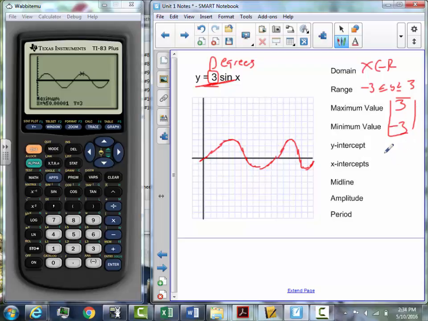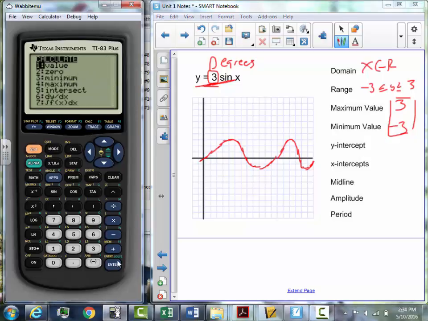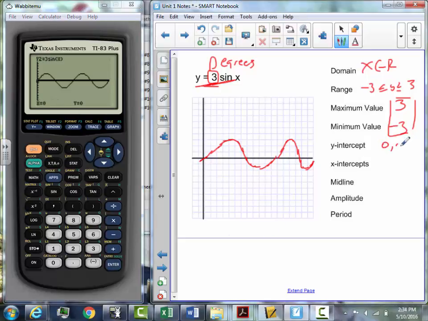Okay, y-intercept. It looks like it's going right through 0, but just as a quick confirm, find the value when x is 0. Yeah, it's 0. Okay, for your x-intercepts. 0, 0. Well, for sure that's one of them.